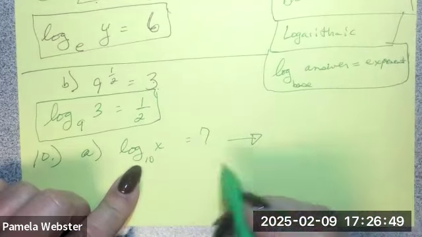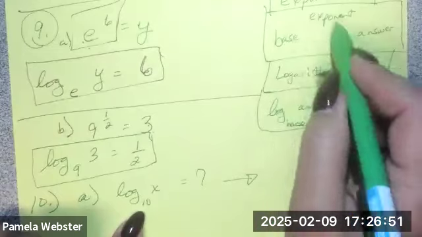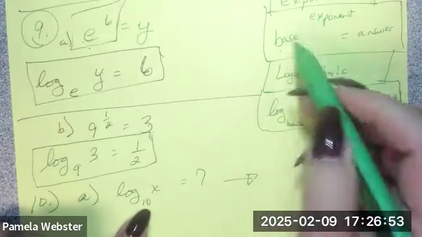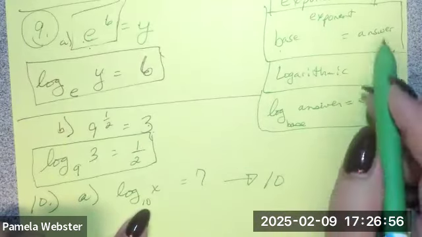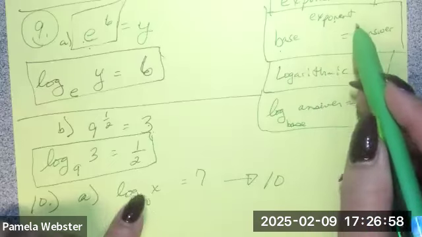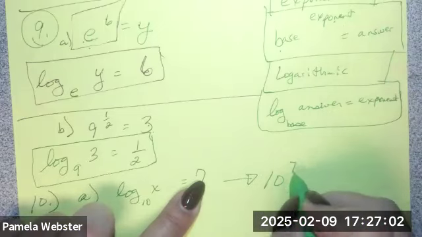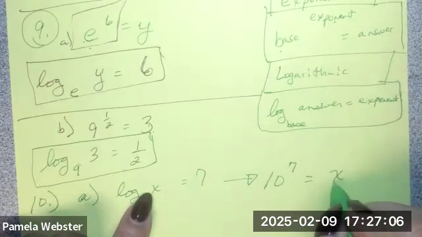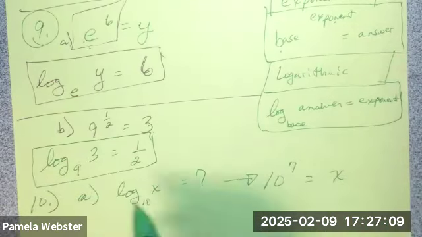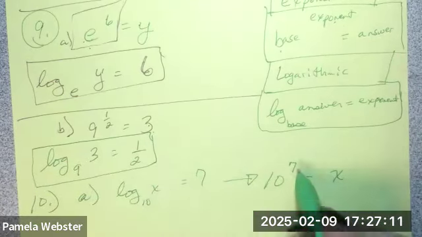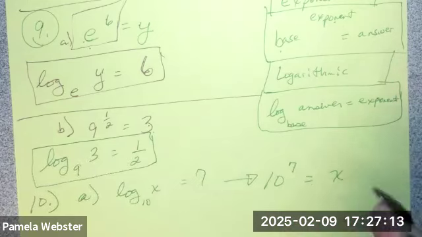Okay, so rearranging this, we want to put it back into exponential form. So we need the base, which is a 10, the exponent, so this is log base answer equals exponent. The exponent is a 7, right? 10 to the 7th equals whatever this answer bit is. Okay. Log base answer equals exponent. So this is 10 to the 7th equals x.